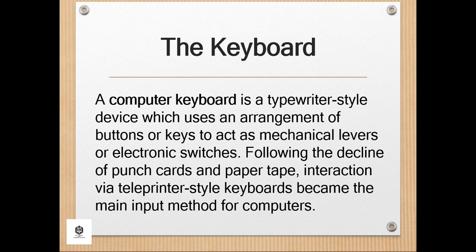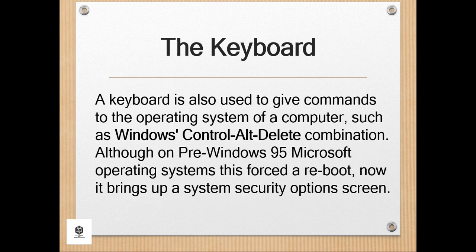In a modern computer, the interpretation of key presses is generally left to the software. A computer keyboard distinguishes each physical key from every other key and reports all the key presses to the controlling software. A keyboard is also used to give commands to the operating system of a computer, such as the Windows Ctrl-Alt-Delete combination. Although on pre-Windows 95 Microsoft operating systems, this forced a reboot. Now, it brings up a system security options screen.